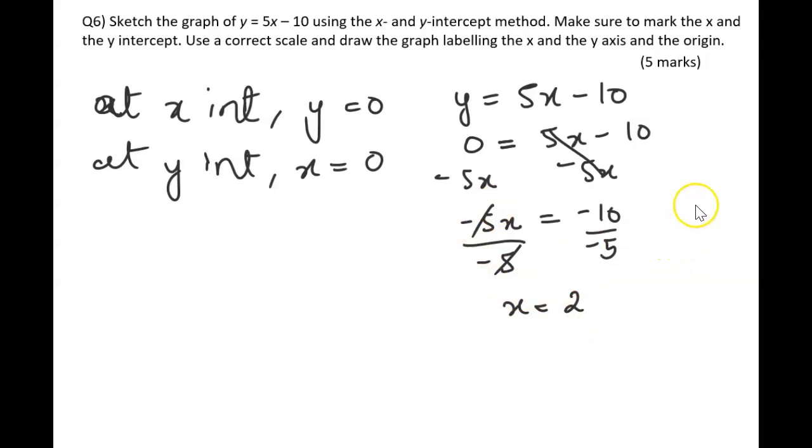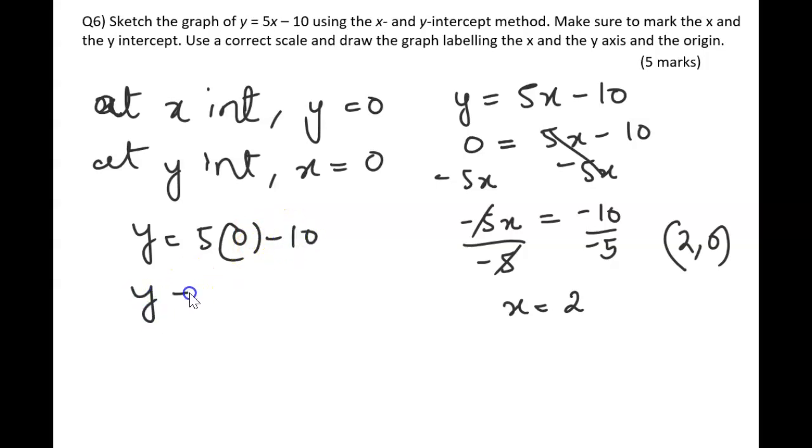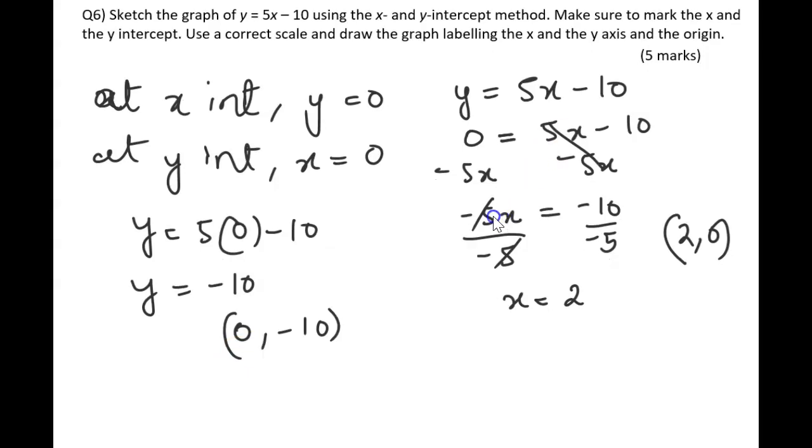Okay, so your 1 point, which is your X intercept, is x 2 and y 0. Okay, that's your 1 point. Then at Y intercept, your X is 0. So put X equals 0 in the equation. 5 times 0 minus 10, which becomes Y equal minus 10, which is quite easy. The second point is x 0, y minus 10. Okay, now all you have to do is make the graph.